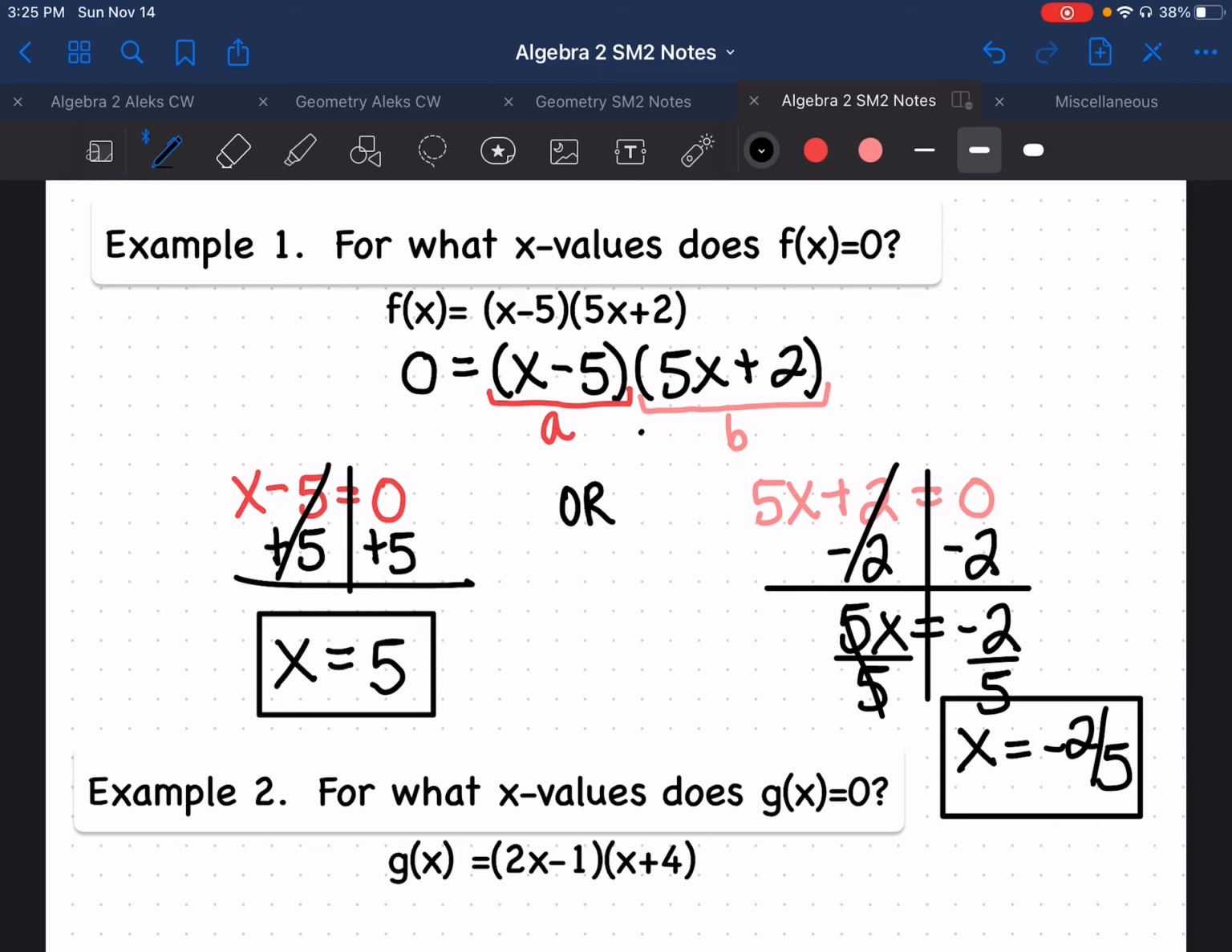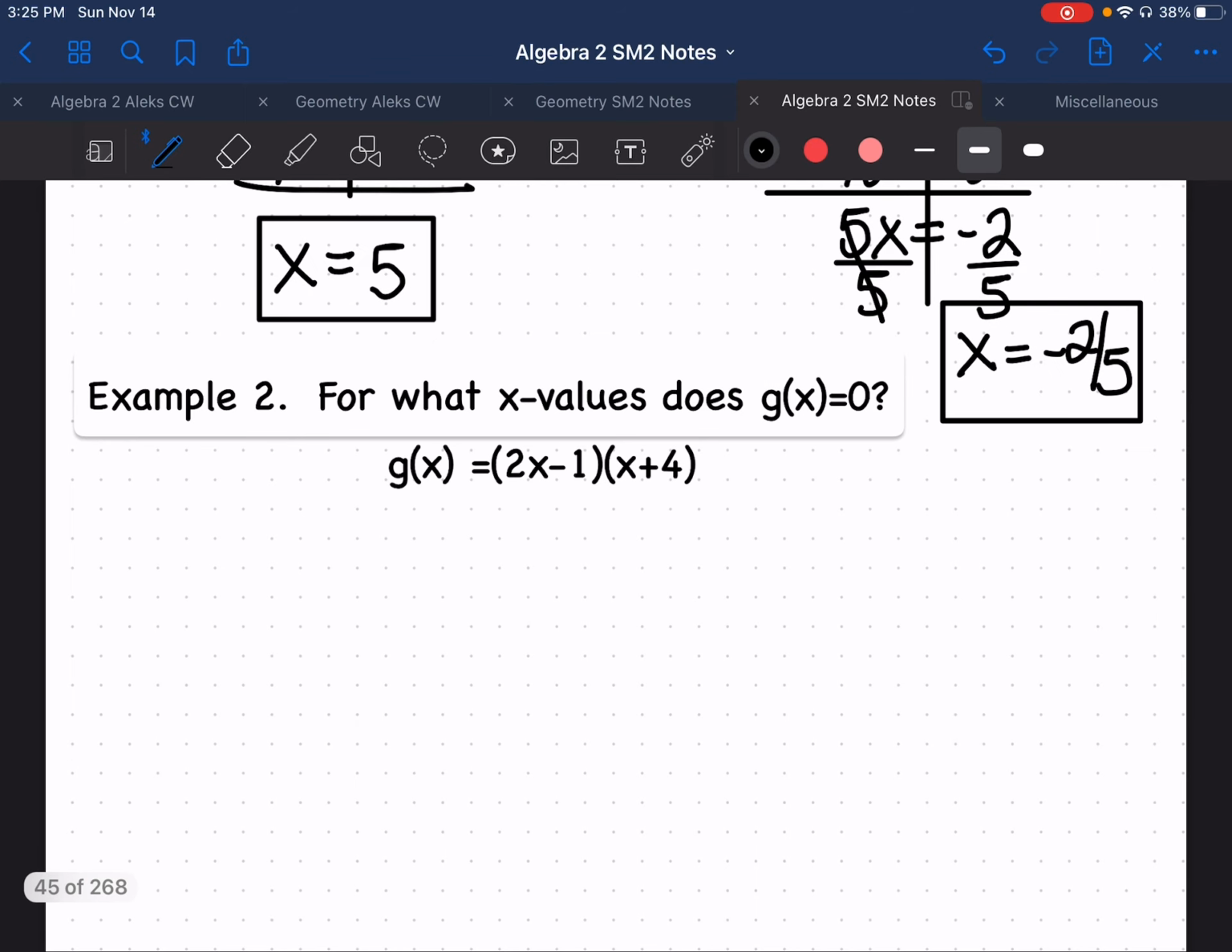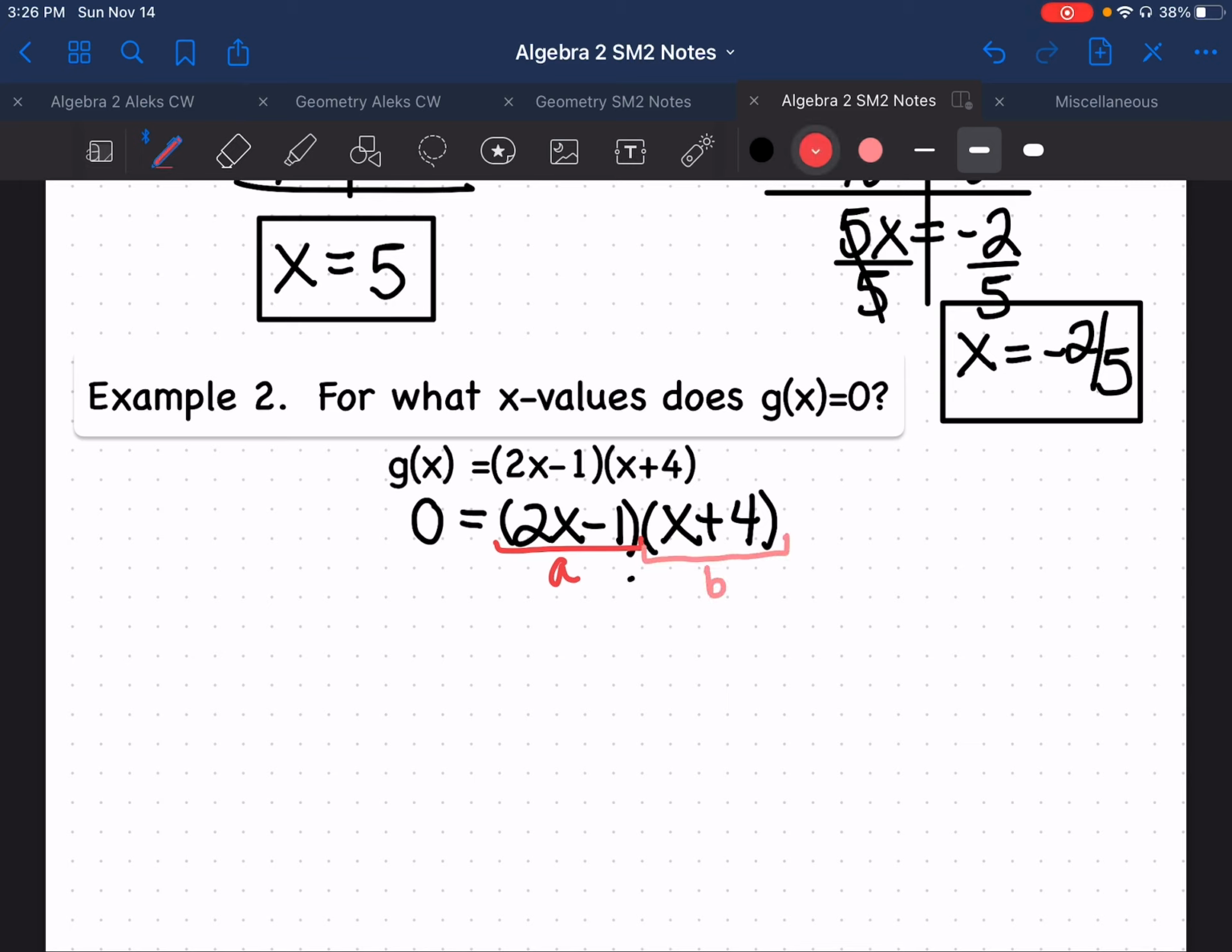Let's try it one more time. In example 2, for what x values does g of x equal 0? So the first thing you're going to do is take the g of x and make it become 0. Pretty simple. And then you're going to think of this part as your A and this part as your B, and you're going to apply the zero product property, which says that your A part is equal to 0, or your B part is equal to 0, or both.